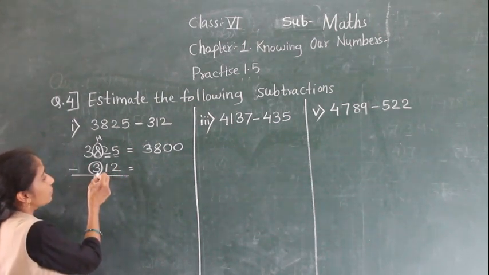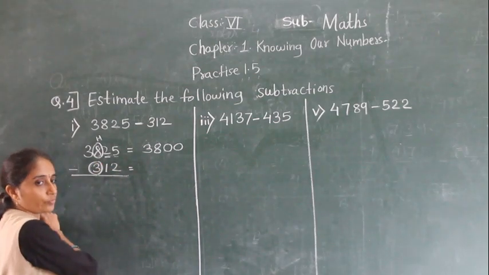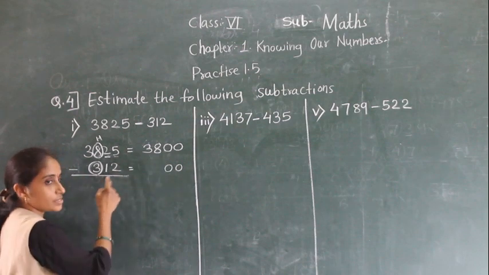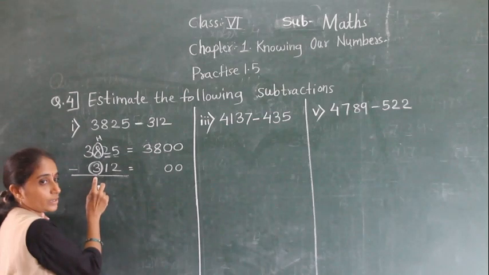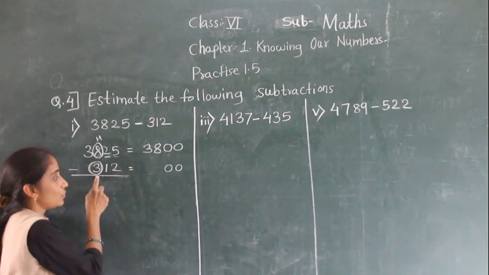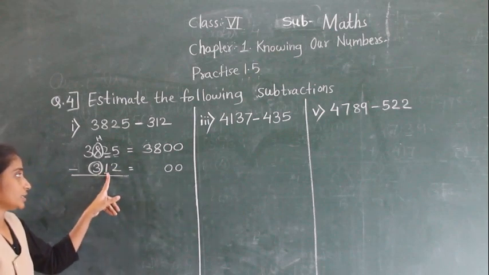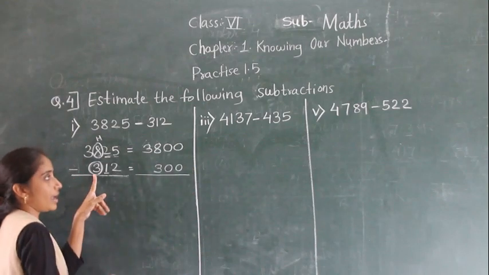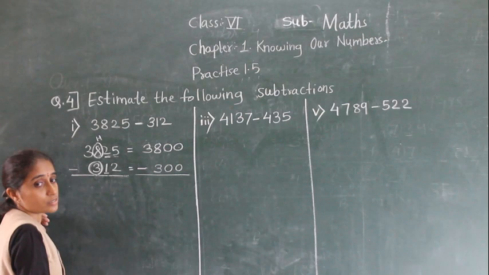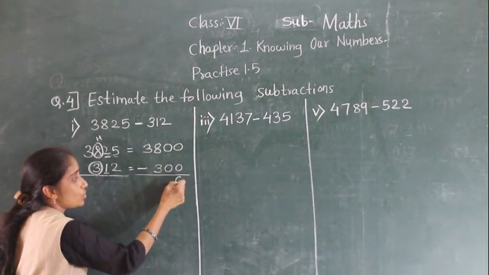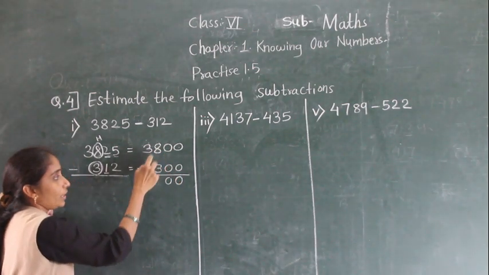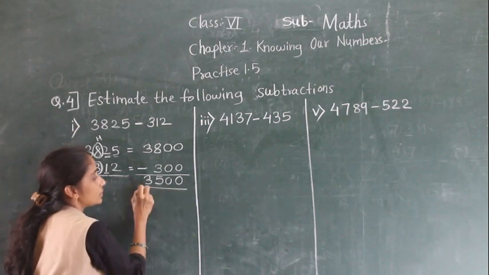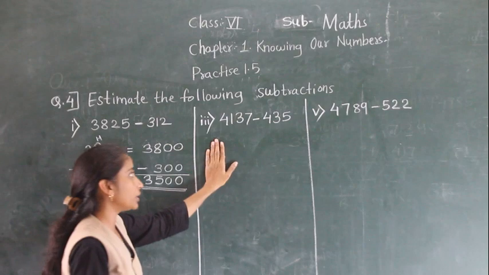Now next number 312. So check the digit from 10th place. It is less than 5. So this digit will not change. The digit will be as it is. 100th place will be as it is. So now do the subtraction of this. 0 minus 0, 0. 0 minus 0, 0. 8 minus 3, 5. Here no number. So 3 as it is. So what is our answer? 3500.